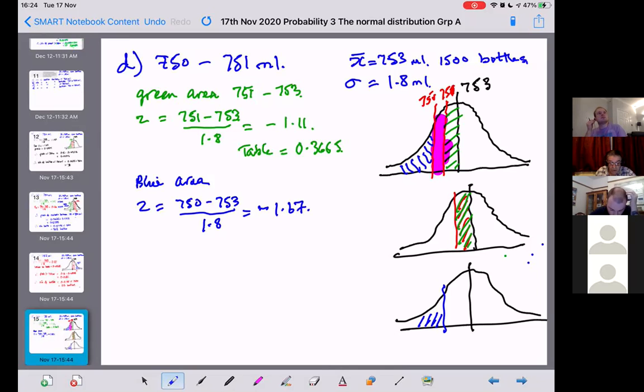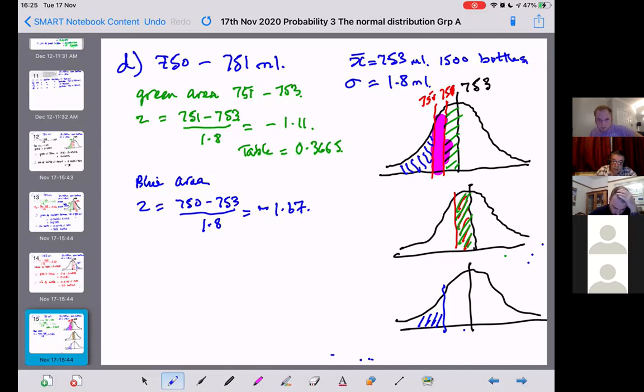You need to make sure you use your fraction button so that it does the top line, the numerator, all in one go, James. Yeah, that's what I'm doing wrong. Thank you. Because otherwise, if you just put it in your calculator as it stands, it'll do 753 divided by 1.8 first, and then take that off 750. All right. So that's 1.67.